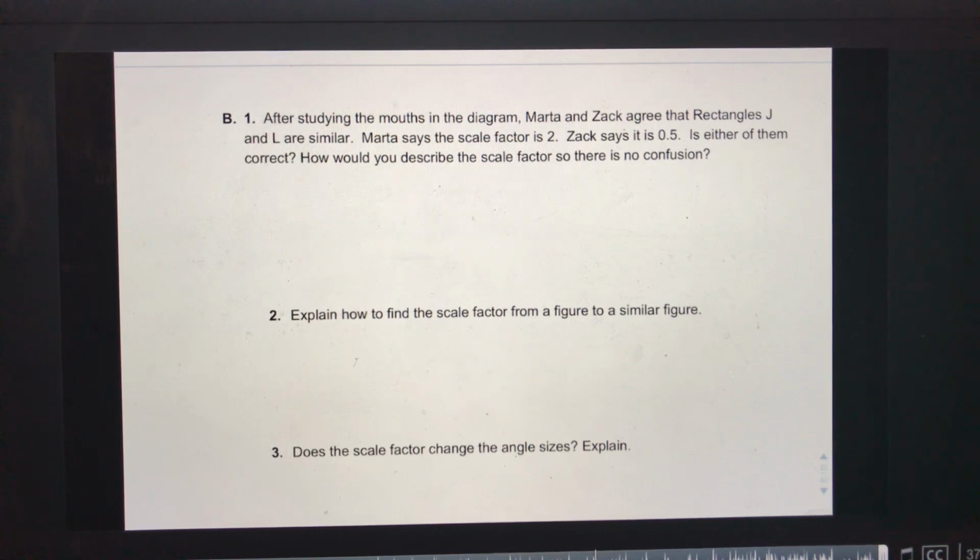Marta and Zach agree that rectangles J and L are similar. Marta says the scale factor is 2, and Zach says it's 0.5. Is either of them correct? How would you describe the scale factor? How would you describe the scale factor so there's no confusion?